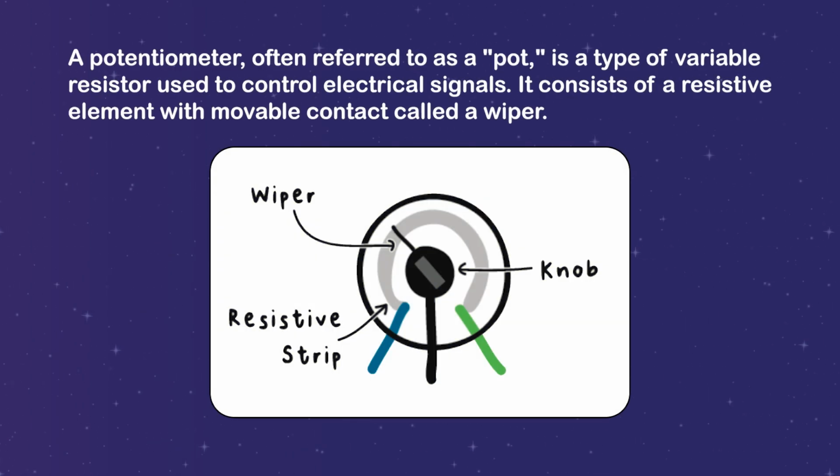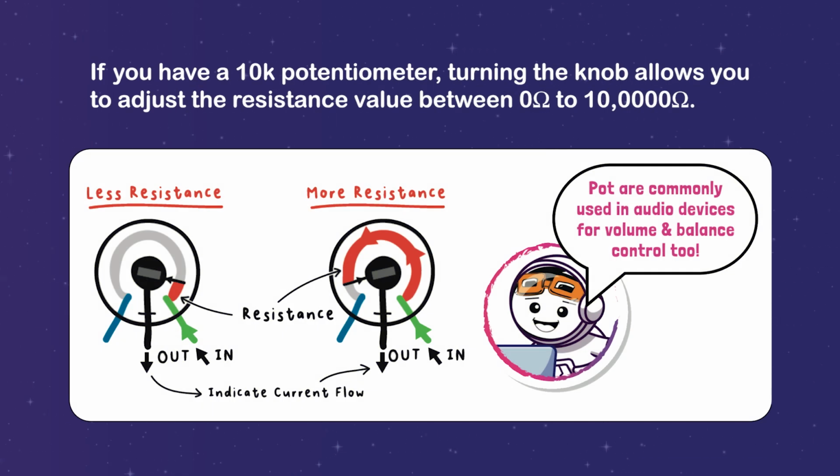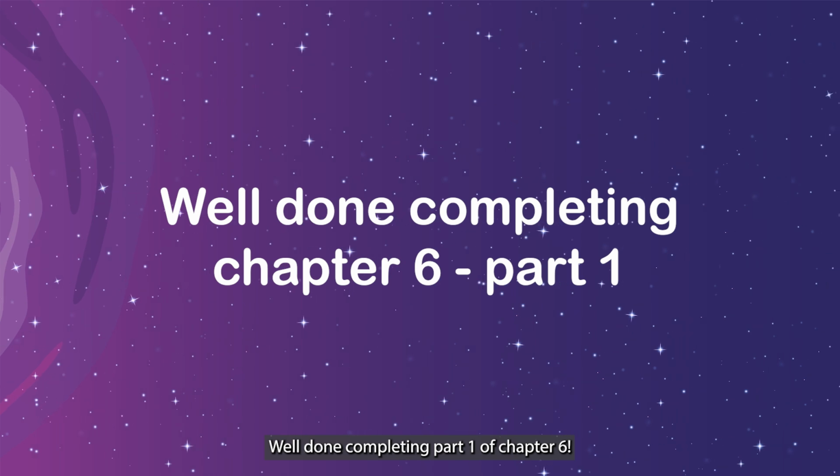A potentiometer, often referred to as pot, is a type of variable resistor used to control electrical signals. It consists of resistive elements with a movable contact called a wiper. If you have a 10K potentiometer, turning the knob allows you to adjust the resistance value between 0 ohm to 10,000 ohm. Well done completing part 1 of Chapter 6.